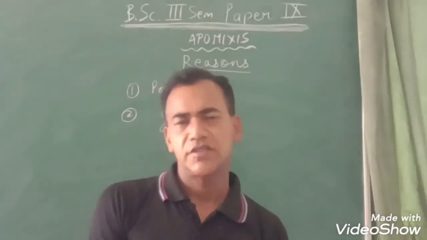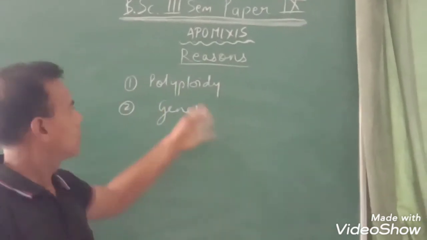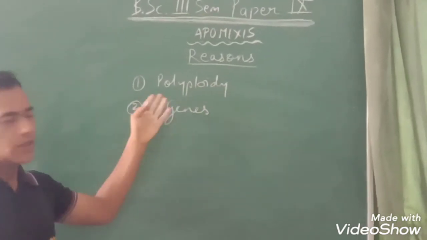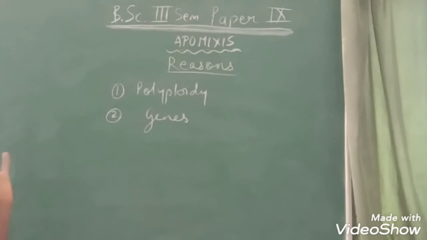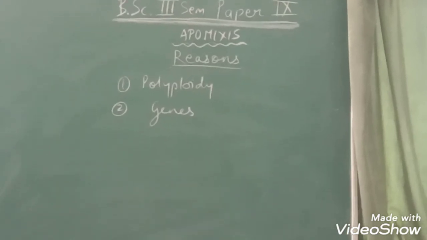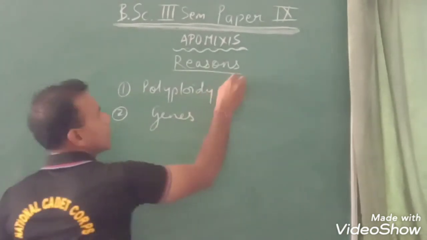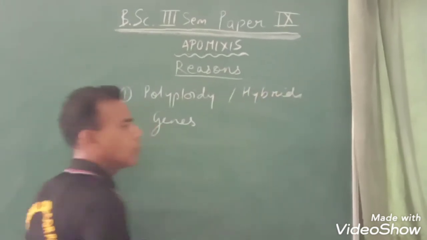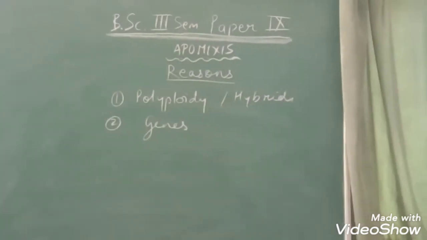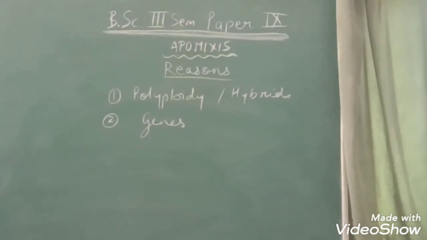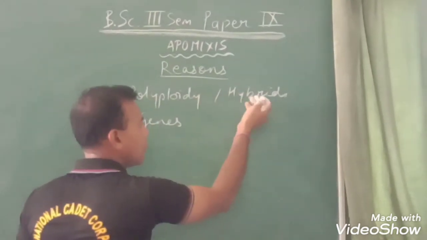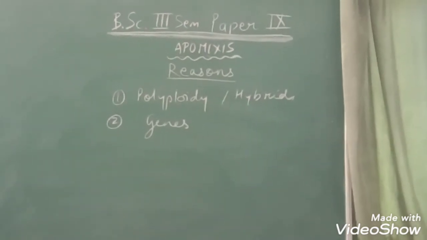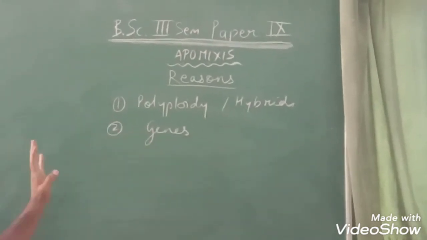And last but not the least, now coming to some of the important reasons for apomixis. First, the plants which are hybrids or polyploids show more tendency towards apomixis. So hybridization or polyploidy may be a reason for the induction of apomixis genes.